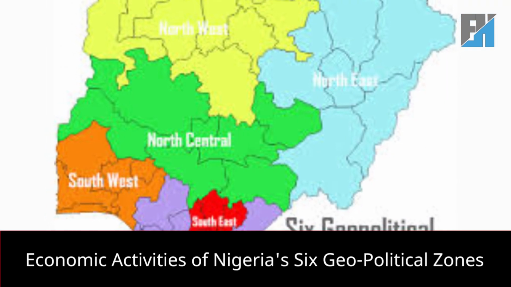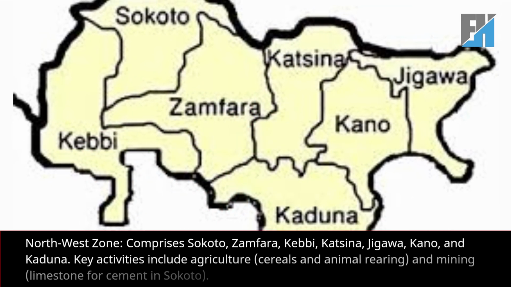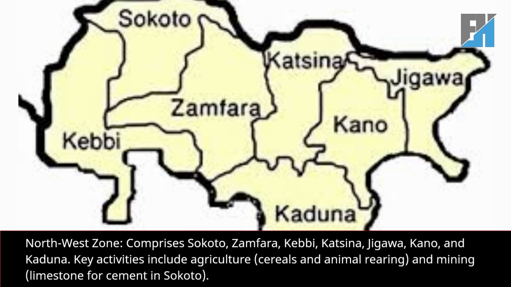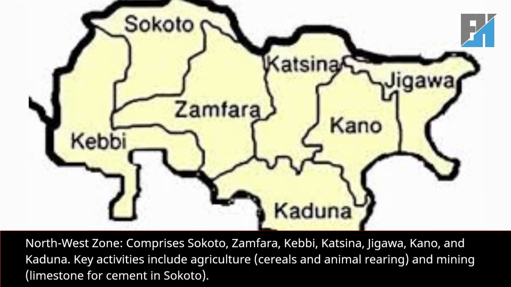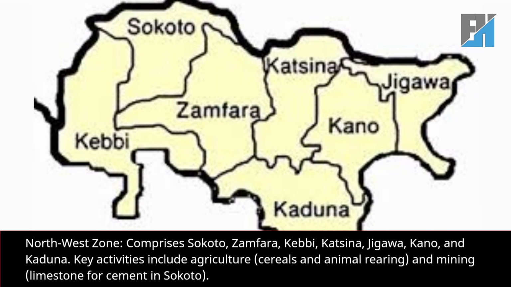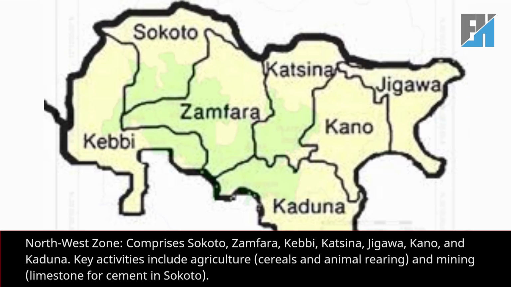Economic activities of Nigeria's six geopolitical zones. Northwest zone comprises Sokoto, Zamfara, Kebbi, Katsina, Jigawa, Kano, and Kaduna. Key activities include agriculture, cereals and animal rearing, and mining, limestone for cement in Sokoto.